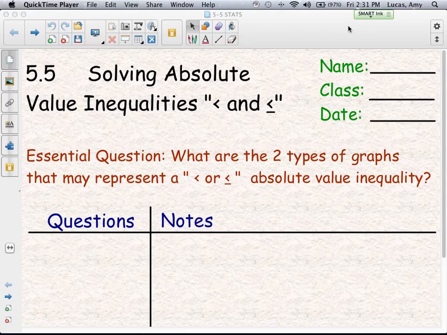Lesson 5.5, solving absolute value inequalities with a less than and a less than or equal to symbol. The essential question: what are the two types of graphs that may represent a less than or equal to absolute value inequality?